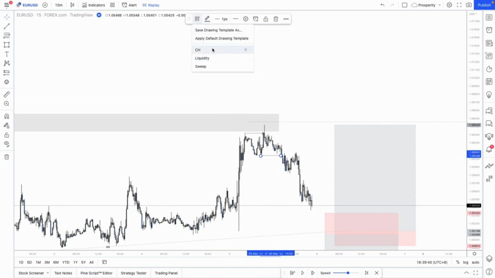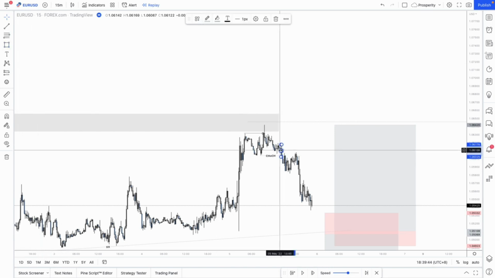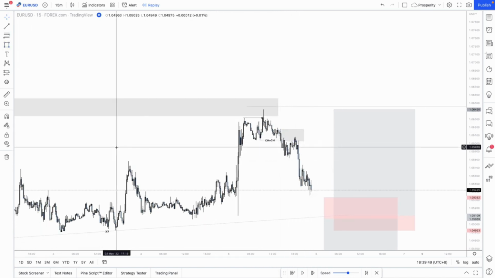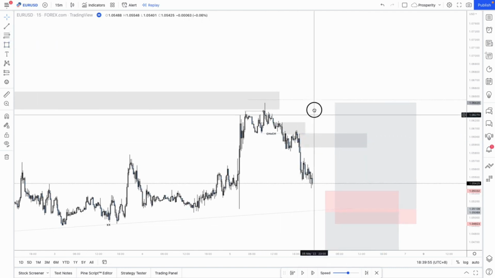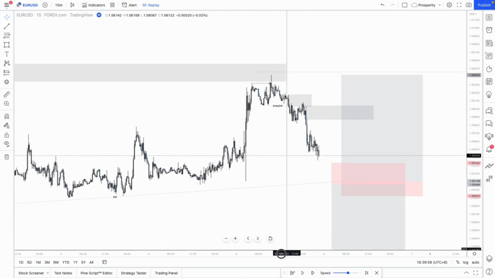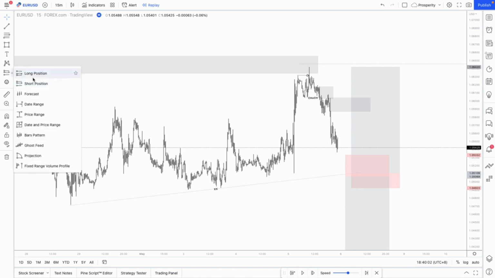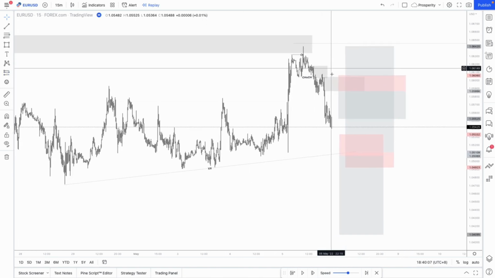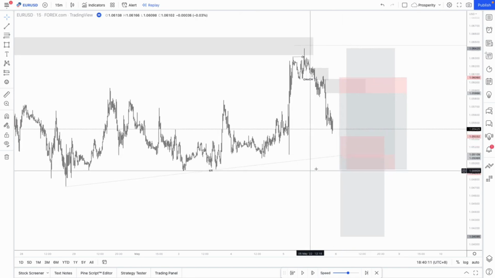Now the level that changed character, as you can see, has already been mitigated. Right here we have changed character, come back up, mitigated, and then continued. So from the level of continuation we have this level, and because order flow is bearish, I would be more interested in looking at something along the lines of taking a short from levels in here and taking out the stop losses in and around these levels.